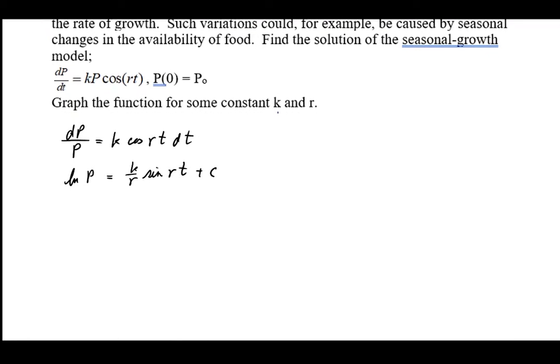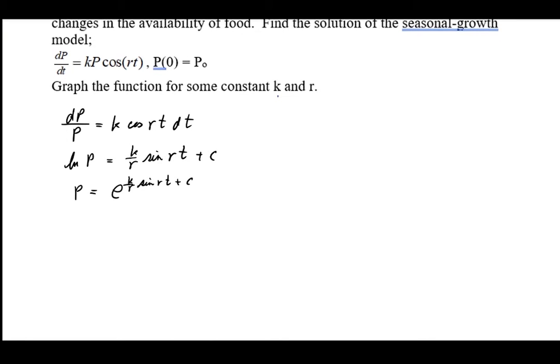Okay, then write it into exponential form. So we don't need a plus or minus because population is positive. So e to the K over R sine RT plus C. But we'd rather want to write it as P is equal to some other constant A, e to the K over R sine RT, where my A is equal to e to the C this time.